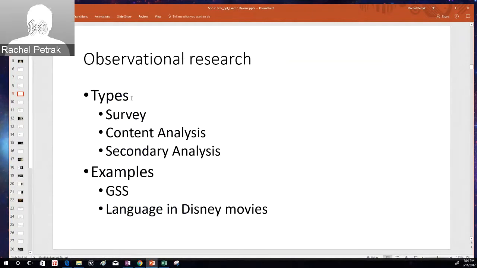This is in contrast to observational research, where we can't draw causal conclusions. We can only look at whether there's some kind of relationship or association between our two variables, but we don't know what direction the association goes in. Let's look at just a couple types of observational research that we've looked at in class.